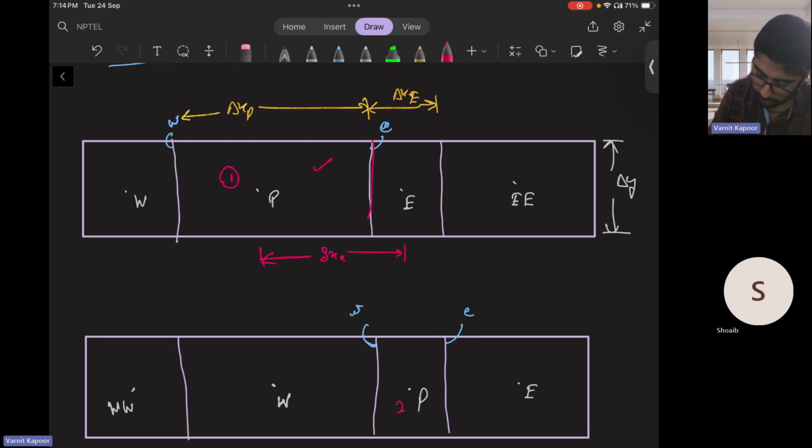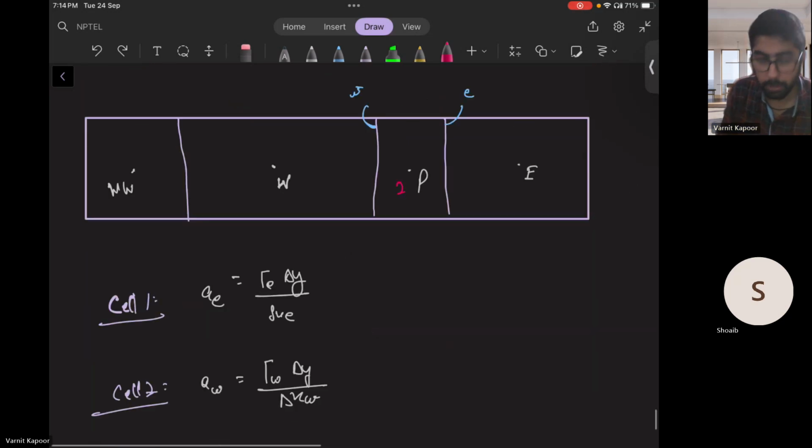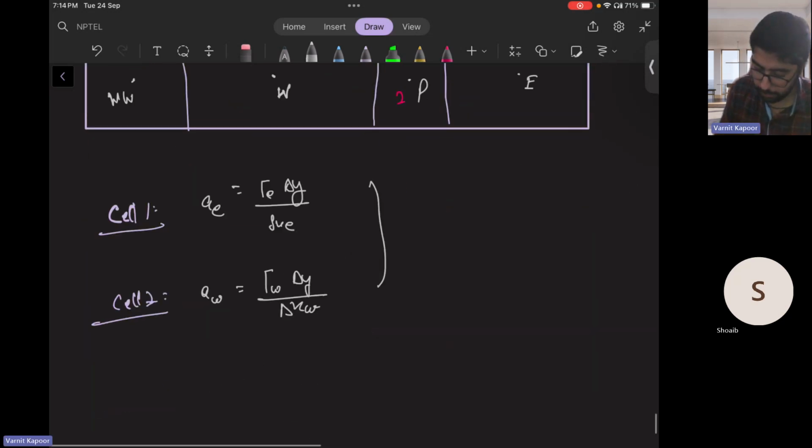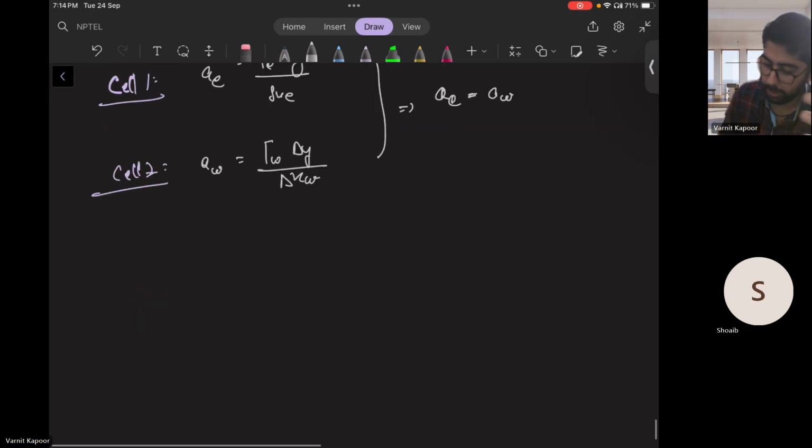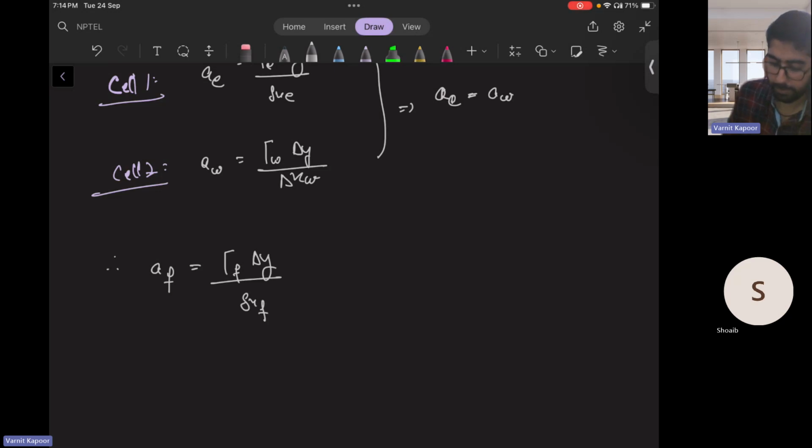So eventually, for this cell, this is the east face. For this cell, this is the west face. But the face is the same. This we have manually defined. Actually, for the grid, it is the same face. So we can say that A east and A west are equal because both cells have the same contribution. That means A east is equal to A west. So for that particular face, which is west for cell 2 and east for cell 1, we can say that A_F is equal to gamma F delta Y by delta X_F. Okay. That will become A east for cell 1 and A west for cell 2.